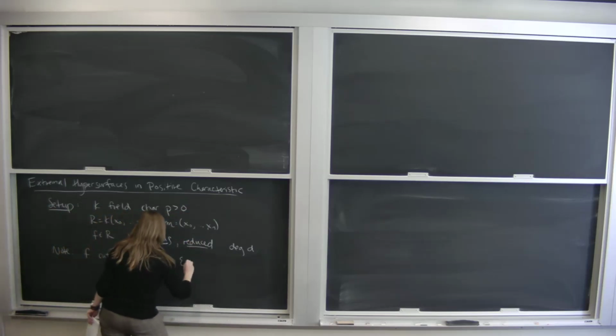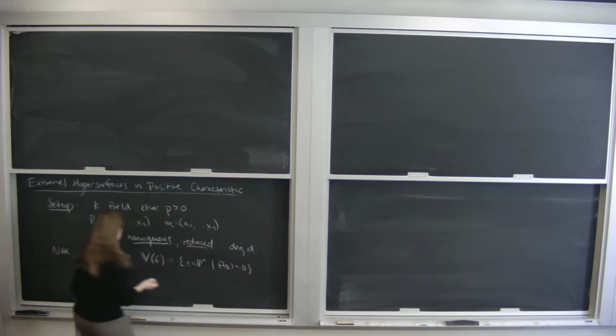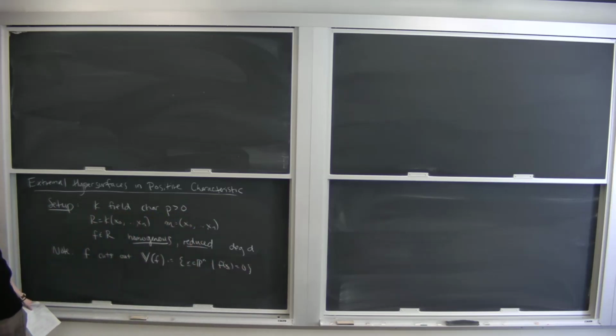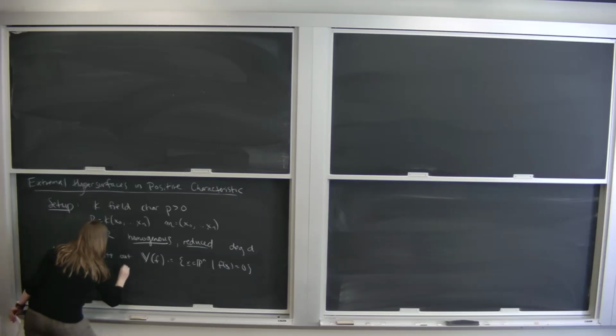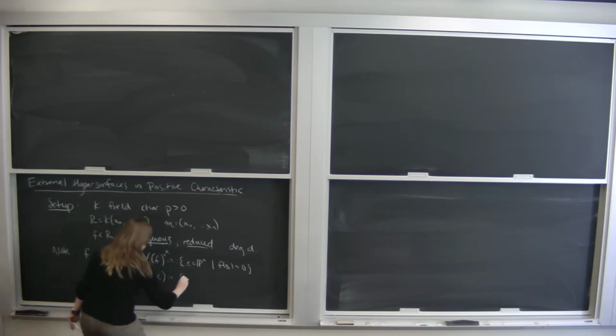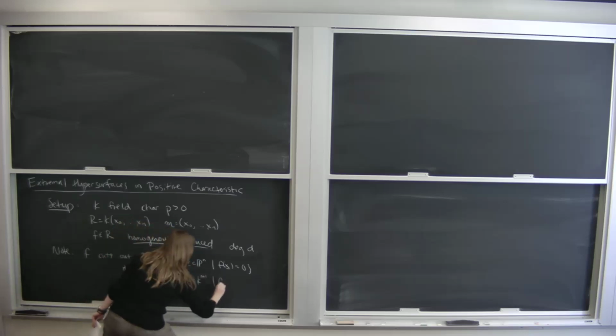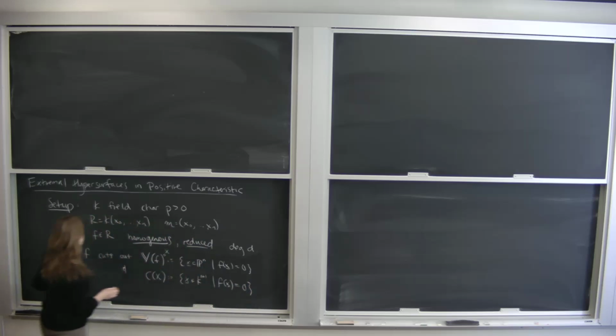And then I also want to think about its affine cone, maybe denoted C(X). If I think about the points in K to the n plus 1, affine n plus 1 space, where this lives.